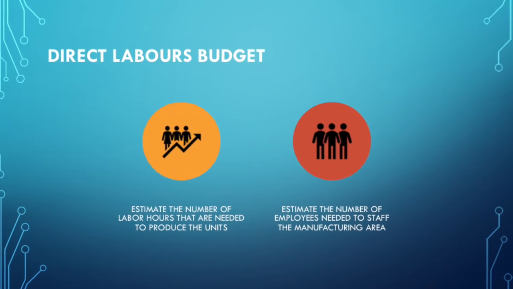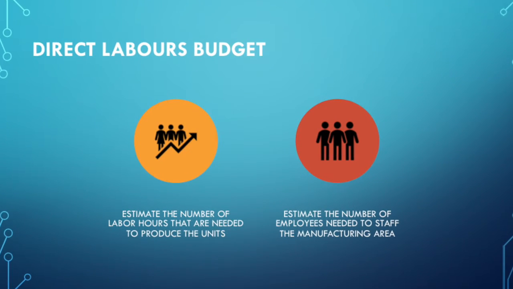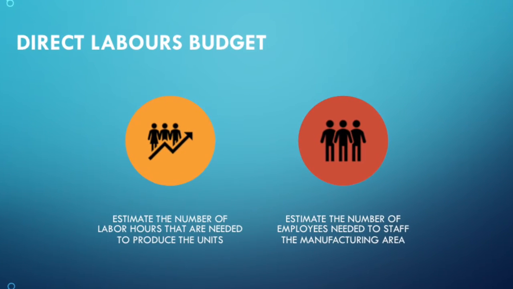The direct labor budget is used to estimate the number of labor hours that are needed to produce the units itemized in the production budget and break it down to labor category. Management use this estimate to determine the number of employees needed to staff the manufacturer area, and also to forecast the hiring needs and plan the schedule over time, and finally estimate when layoffs are likely to happen.